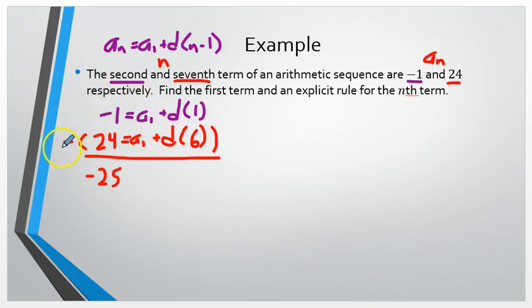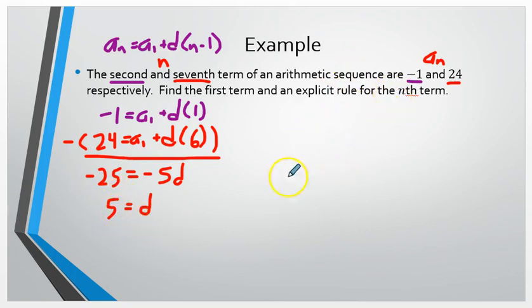And then, like I said, a sub 1 minus a sub 1 will cancel out, so that part's just gone. I don't need to worry about it. And then I have 1d minus 6d. I didn't write it as 6d, but d times 6 means the same thing as 6d. So since these are like terms, they can be combined as well. And 1d minus 6d is negative 5d. And to finish solving this equation for d, I can just divide both sides by negative 5, which gives me d equals 5. Well, now that I know what d is, that means we've just determined what the pattern is.